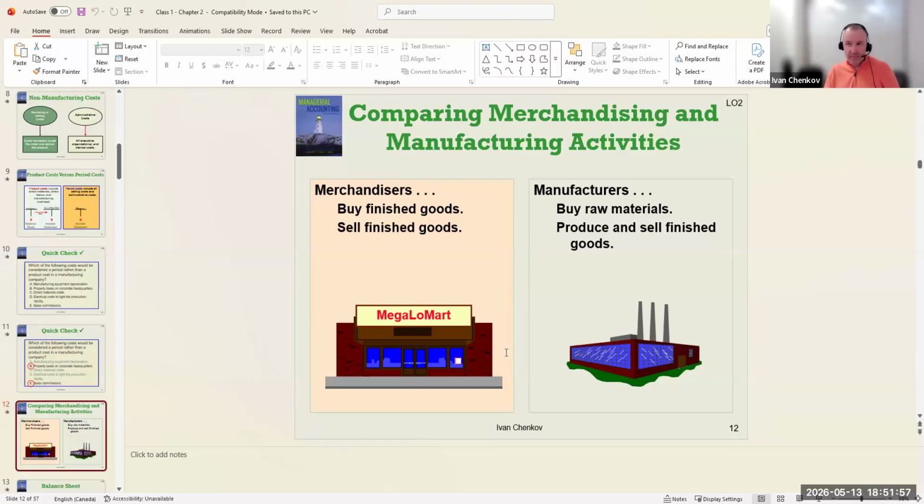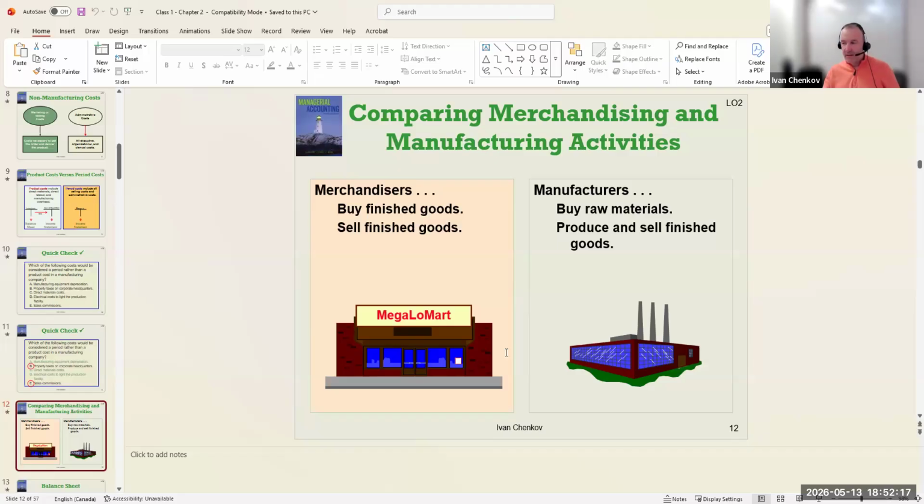Now, the manufacturer is going to buy the simple material, which is the raw material. Then he's going to get the labor. Then he's going to add the manufacturing overhead cost. Then he's going to produce the finished goods. And after producing the finished goods, he's going to sell the finished goods.